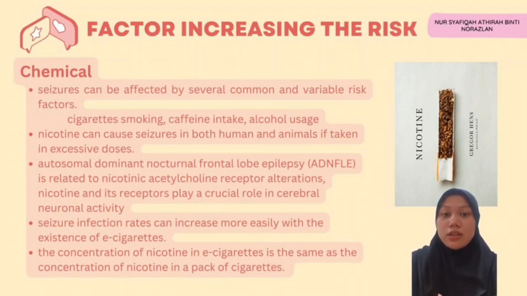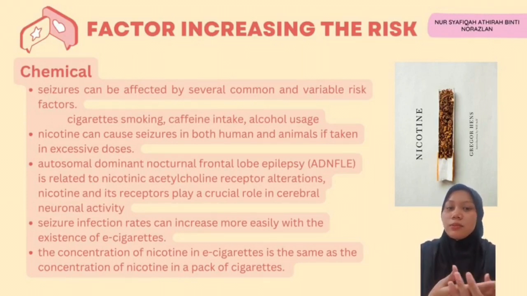The first factor that can increase the risk of getting a seizure is chemical. Seizures can be affected by several common risk factors such as cigarette smoking, caffeine intake and also alcohol usage. Nicotine can cause seizures in both humans and animals if taken in excessive doses. Autosomal dominant nocturnal frontal lobe epilepsy, or ADNFLE, is related to nicotinic acetylcholine receptor alteration. Nicotine and its receptor play a crucial role in cerebral neural activity. Seizure rates can increase more easily nowadays with the existence of e-cigarettes. This is because the concentration of nicotine in an e-cigarette is the same as the concentration of nicotine in a pack of cigarettes.